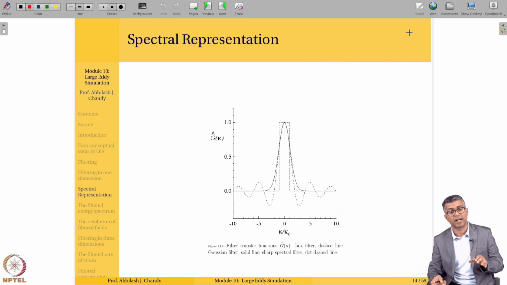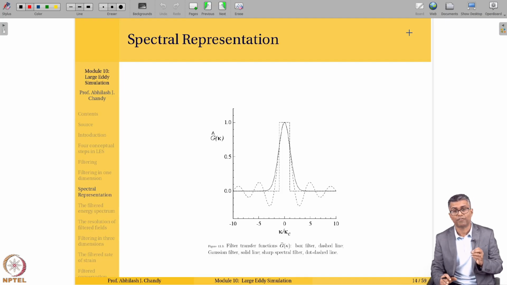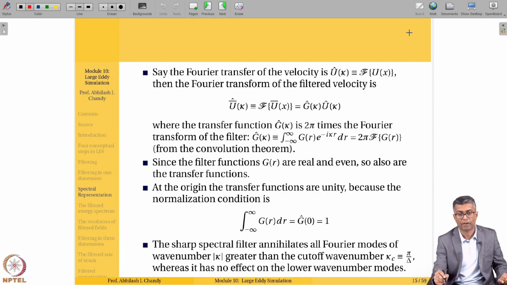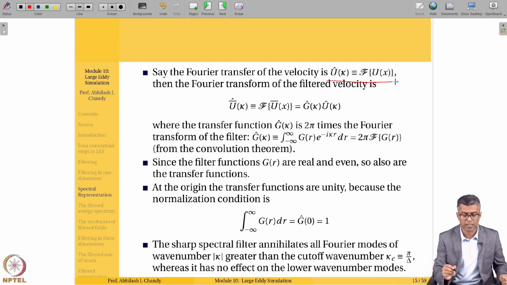So in the last class, I had shown some examples of filter functions. And here we are going to look at filter functions in spectral space. So I'm going to go over to the next slide and describe what that is. So let's say you have a Fourier transform of the velocity. So you have U hat of kappa as shown here, which is basically the Fourier transform operator applied to the velocity field. So that is F of U of x. So that means this is how you define it.